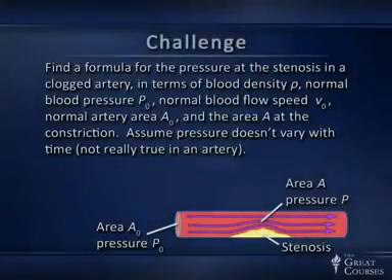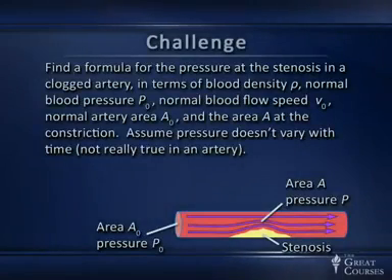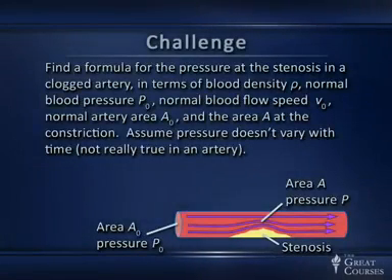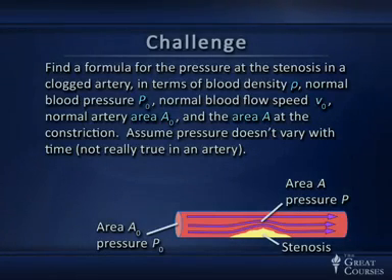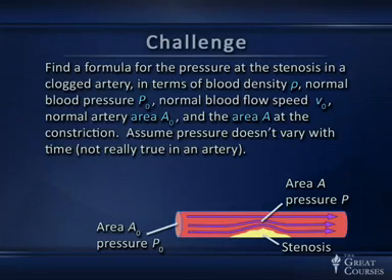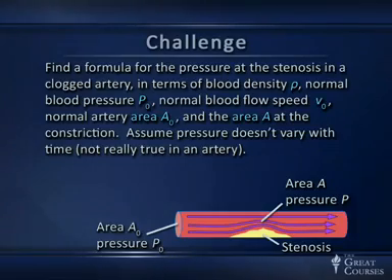Well, let me end with a quick challenge to you. Find a formula in that picture of the stenosis for the pressure at the stenosis in the clogged artery. In terms of the blood density rho, the normal blood pressure P sub 0, the normal blood flow speed V sub 0, the normal artery area A sub 0, as shown in the picture, and the area A at the constriction. And we're going to assume the pressure doesn't vary with time, which is not true, of course, for blood because the heart is pumping all the time and the pressure is going up and down. But we'll just assume that for a simple example.